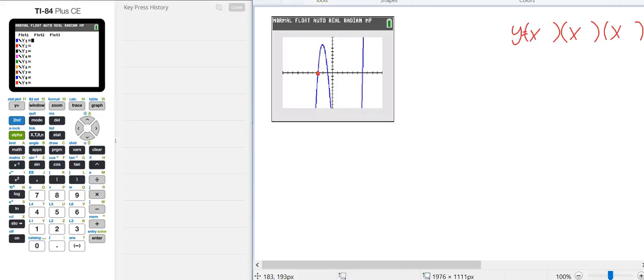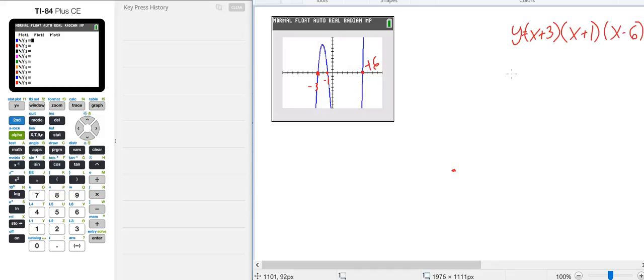This root over here is x is equal to negative 3. That means that we're going to have a factor of x plus 3. We always switch the sign. Let's look at the next root. The next root is x is equal to negative 1. So we're going to have a factor of x plus 1. And the next one is x is equal to positive 6. So we're going to switch the sign, and we're going to have a factor of x minus 6. So these are our factors.